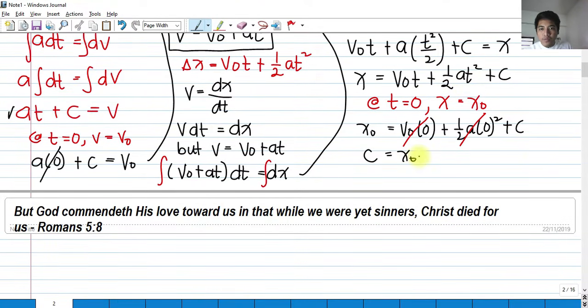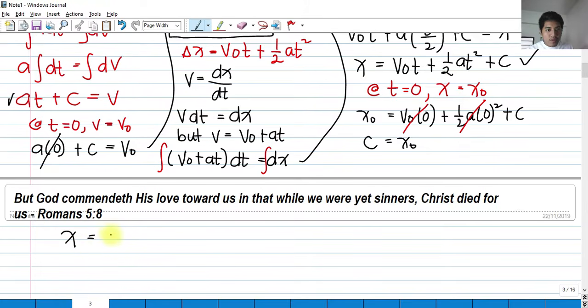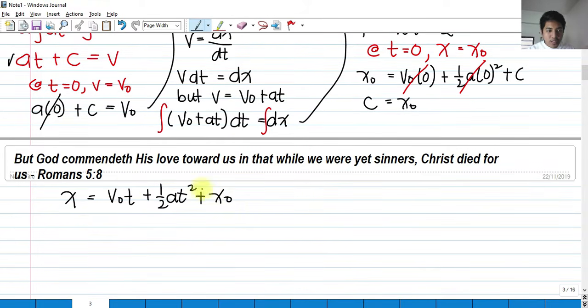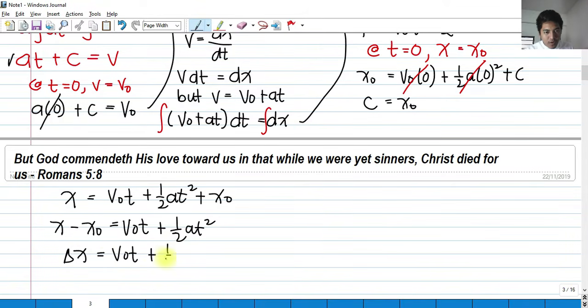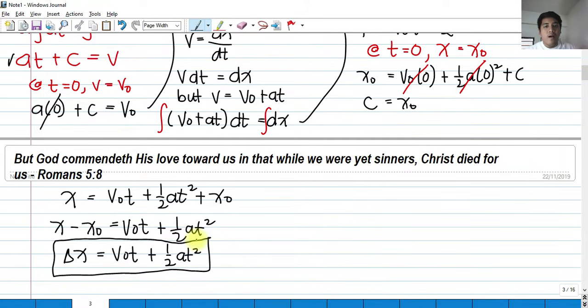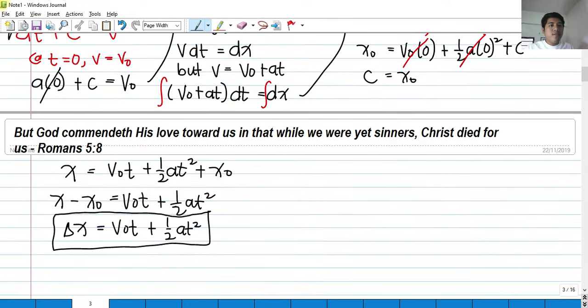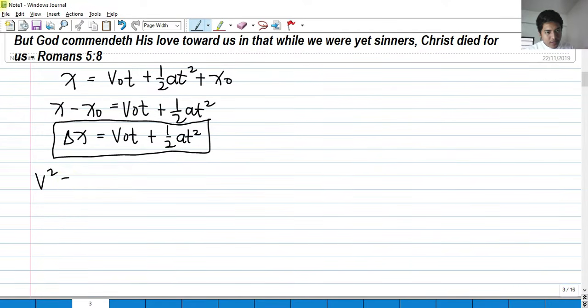So if I substitute back the value of c in our equation to complete it, we have x is equal to v naught t plus 1 half a t squared plus x naught. And if I transpose this to the left side, we have x minus x naught is equal to v naught t plus 1 half a t squared. x minus x naught is equal to delta x. We have the equation now. We have already derived the second equation for our formula.